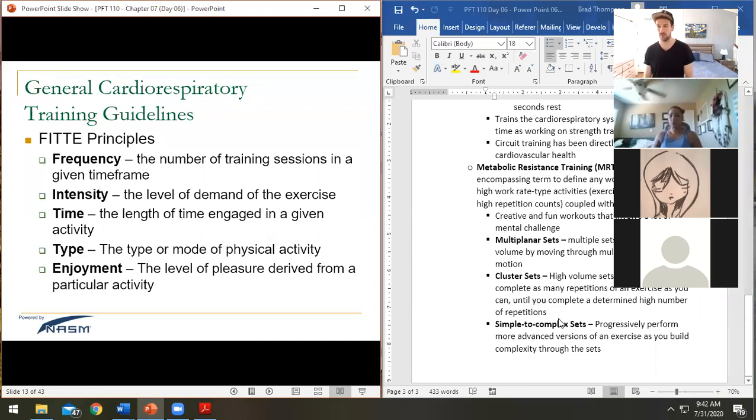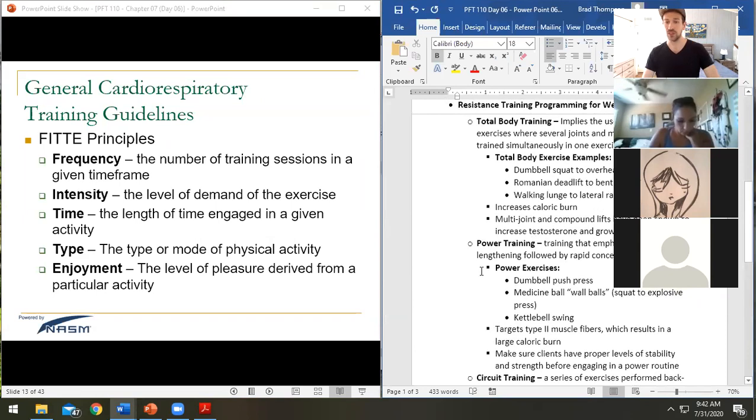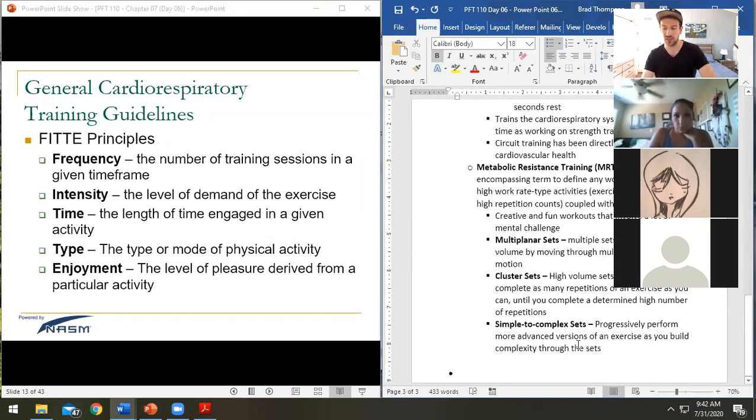Do you guys have any questions on any of that before we move into the cardio stuff? No. Nope. All right, cardio time. All right, so those are all some really fun resistance training protocols that we can put our clients through.